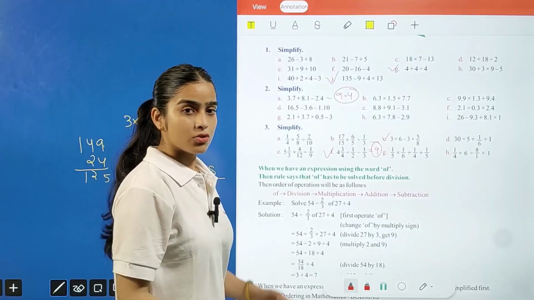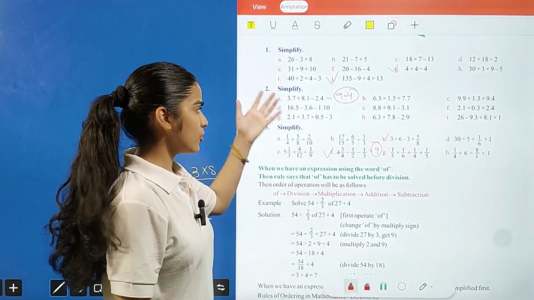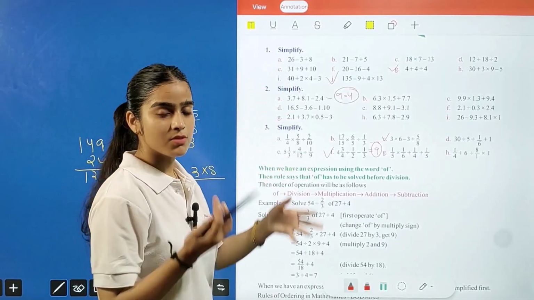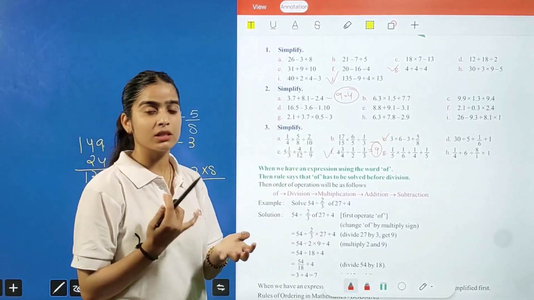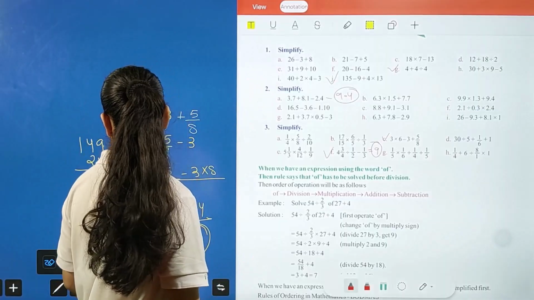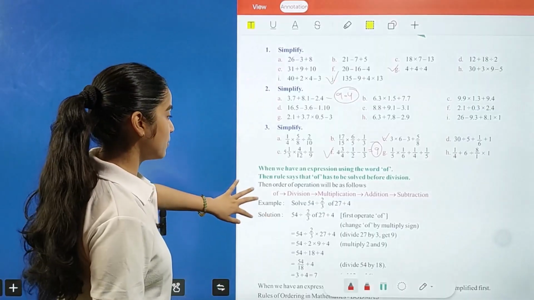Okay, students. So you have to do the same process. You have to follow the rules and regulations which we learned in our above section, BODMAS. First we have to take division, then multiplication, then addition, and then subtraction. And you can easily simplify the questions you have in exercise 9.1.